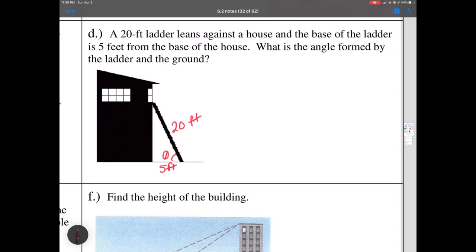So since we're solving for an angle measurement, we're going to be using our inverse trig values. We have the adjacent side and the hypotenuse. So we set it up: the cosine of theta equals 5 over 20. To find out what theta is, we take the cosine inverse of 5 over 20, and that gives us theta equals 75.522 degrees.